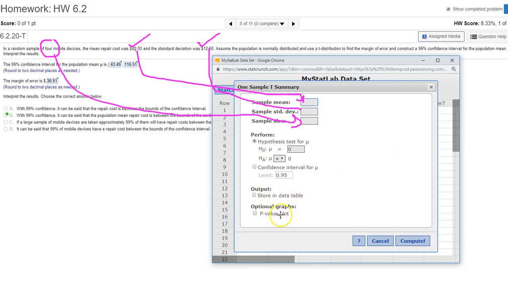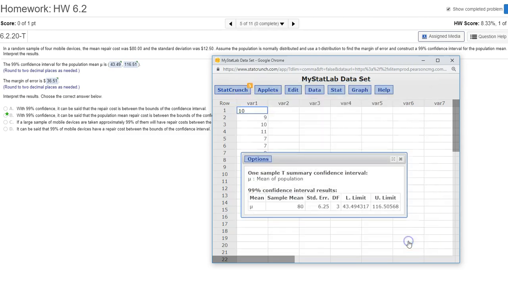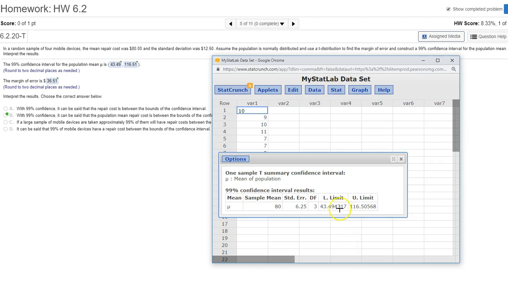Make sure your confidence interval matches 99. Now let's go ahead and do that. The mean is 80. Oops, I put a 5. 80. Standard deviation 12.5. Sample size 4. Confidence interval is 99. And all I have to do is compute. Once I compute that, I will have my lower limit and my, oops, let me erase that. You couldn't see the values.